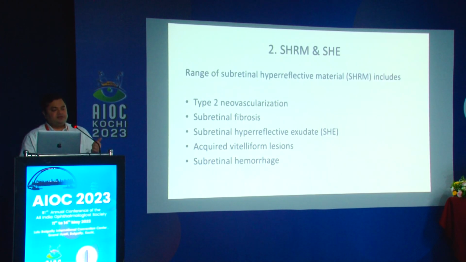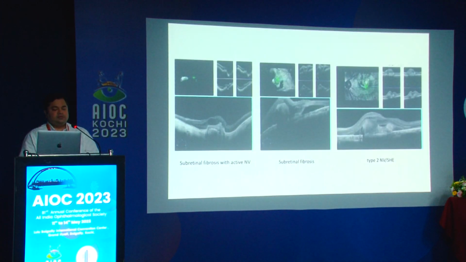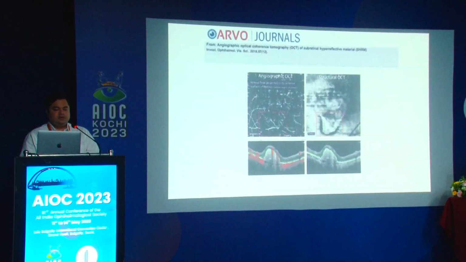It can be either subretinal fibrosis, subretinal hyperreflective exudate, acquired vitelliform lesions, or the presence of just a subretinal hemorrhage. They can all be classified as SHRM. Okay, so just examples of the same here.